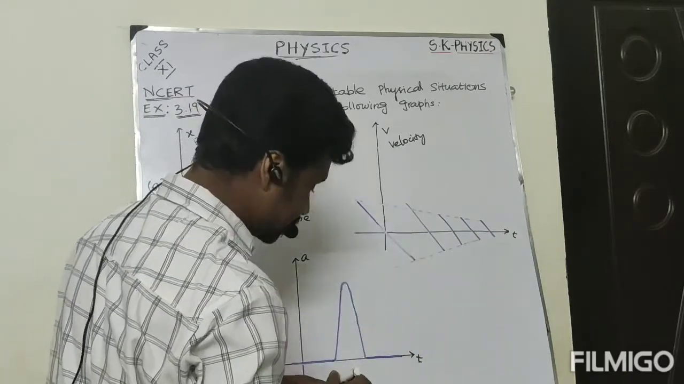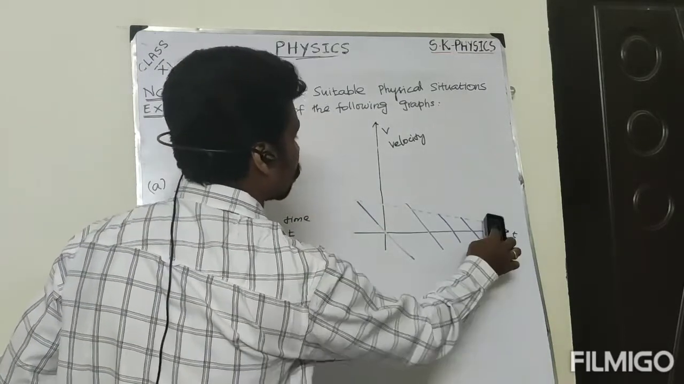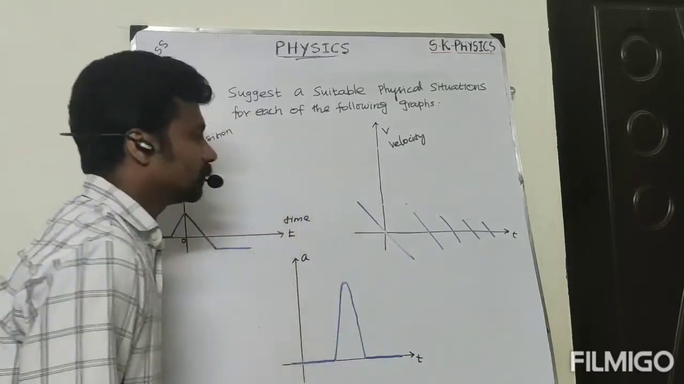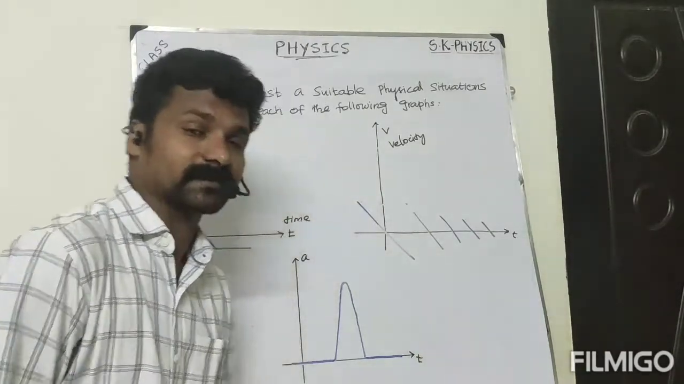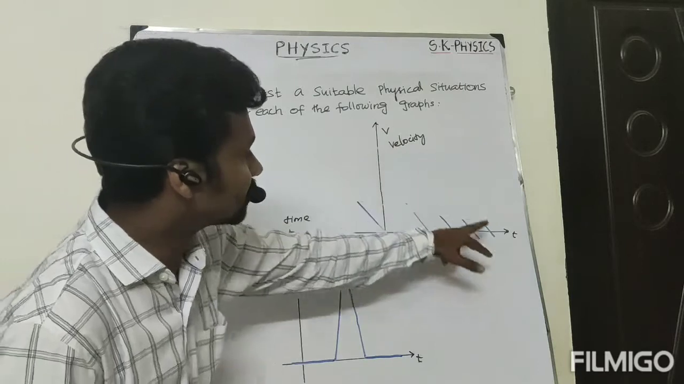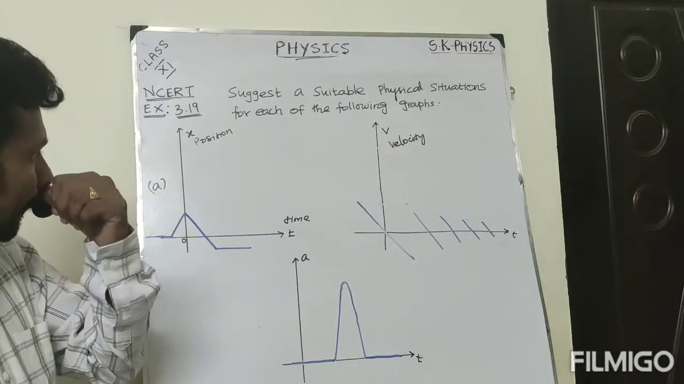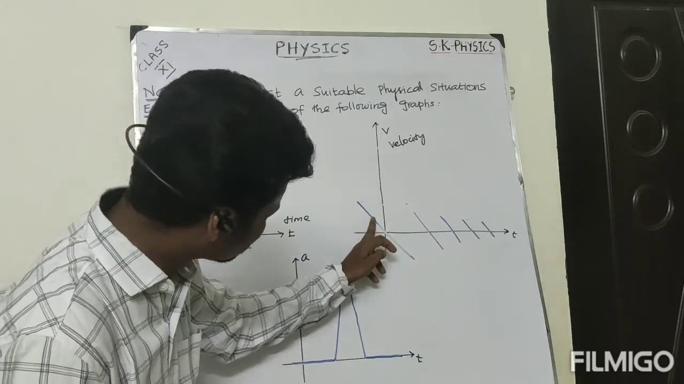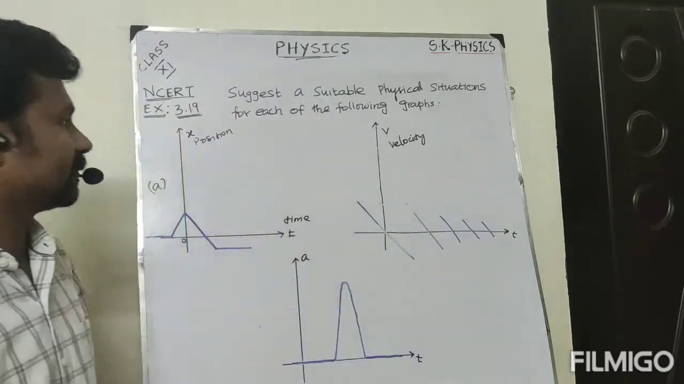So the graph is given. In this graph, now we want to analyze the graphical representation. There is a relationship between the velocity and the time. If you observe, the velocity is reducing, again reducing, like that.